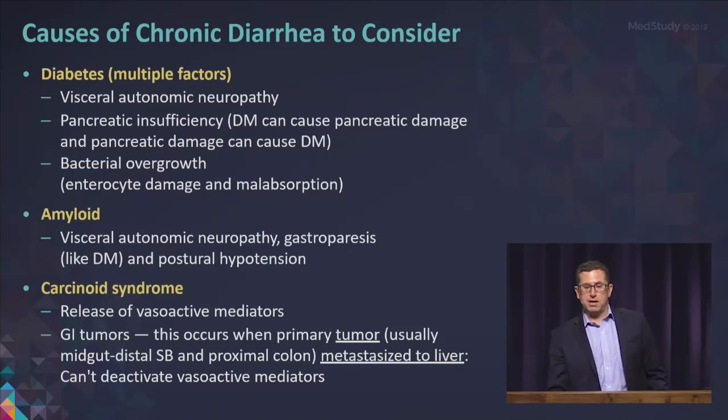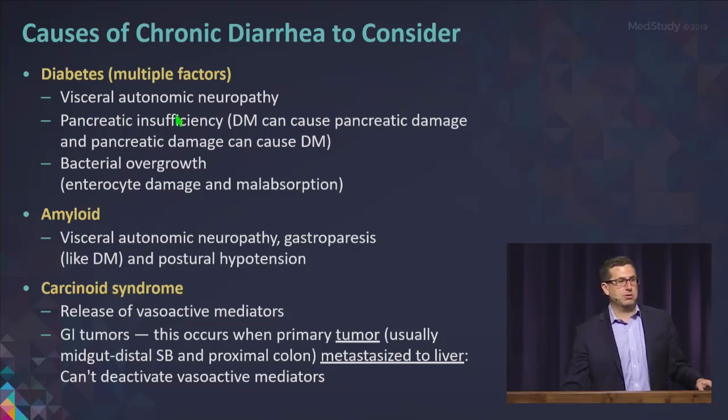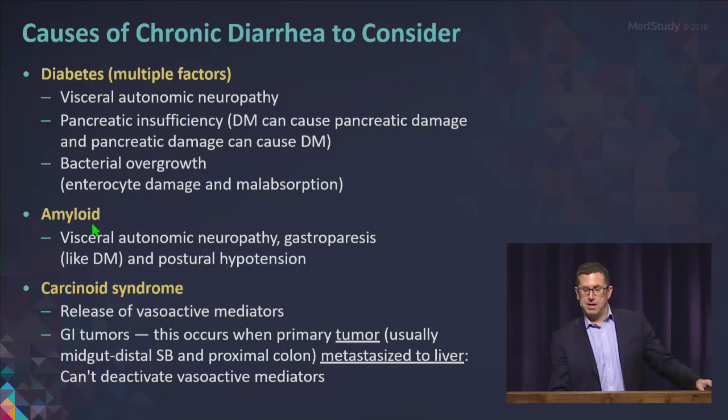Diabetes is associated with diarrhea, generally because of visceral autonomic neuropathy. So just the way the bowel is innervated can lead to changes in motility, which may be associated with diarrhea. On the other hand, you can get pancreatic insufficiency in the setting of diabetes, which could lead to malabsorption and diarrhea. So remember, diabetes can cause pancreatic damage, but remember that pancreatic damage could also cause diabetes. So it can kind of work both ways. Diabetes is also associated with bacterial overgrowth, which could lead to enterocyte damage and malabsorption. These are the ways that diabetes could be associated with diarrhea or loose stool.